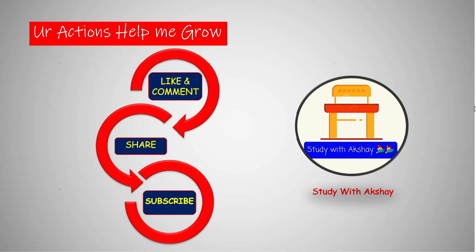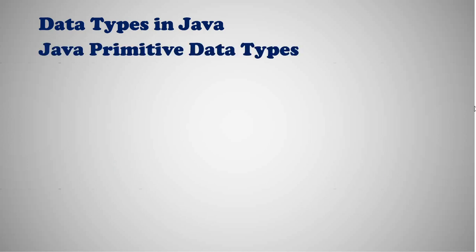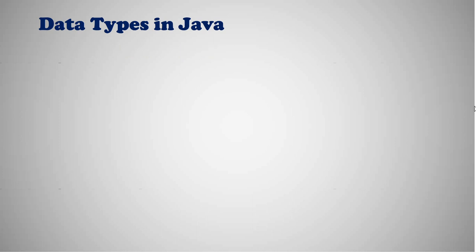Let's get started. Data types in Java. Data types specify the different sizes and values that can be stored in a variable. There are two types of data types in Java. Primitive data types include Boolean, character, byte, short, int, long, float, double. Non-primitive data types include class, interface, arrays, etc.